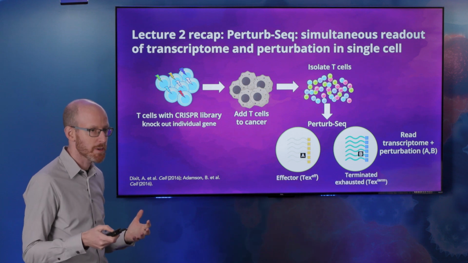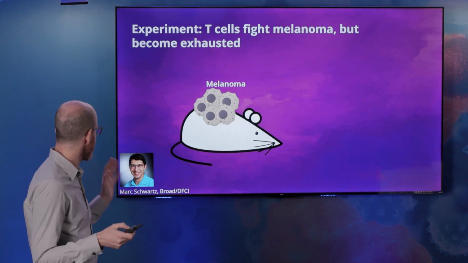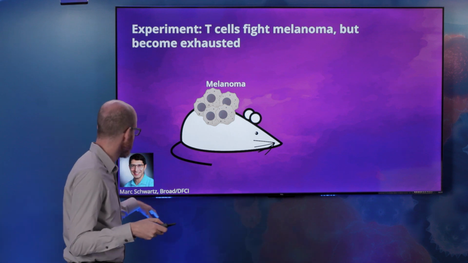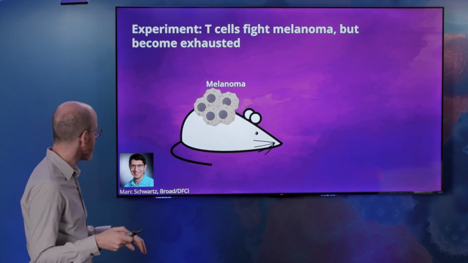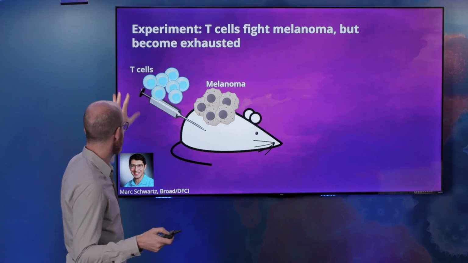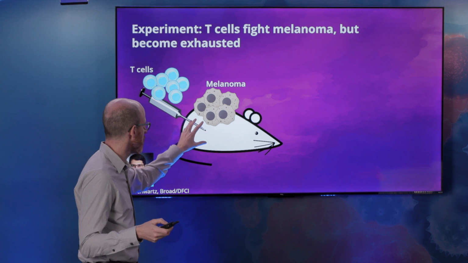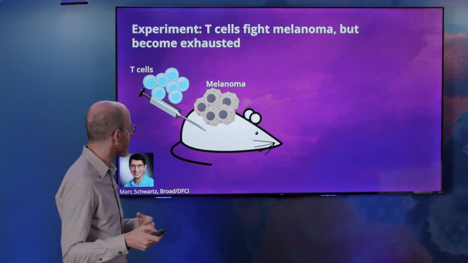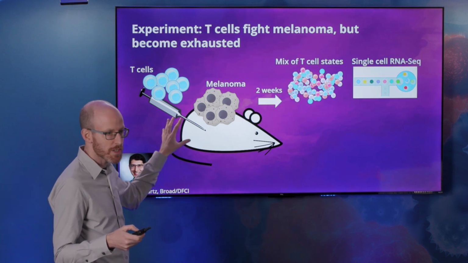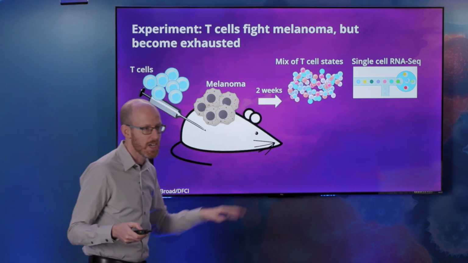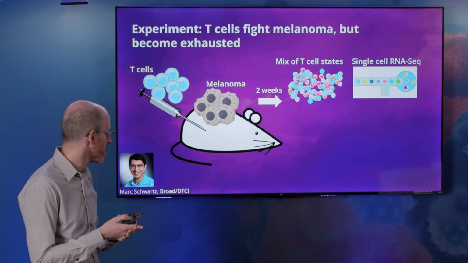Okay, so with those two recaps, the T cell exhaustion and how Perturb-seq works, we can now talk about the experiment that was performed by Mark Schwartz, who is a physician scientist and oncologist at the Broad Institute and Dana-Farber Cancer Institute. And so what experiment was performed was Mark took mice who had melanoma, and he gave them T cells. And these T cells will migrate into the tumor, into the melanoma, and they will fight the cancer. And 2 weeks later, Mark took out the tumor and isolated the T cells and performed single-cell RNA sequencing, which we saw in the second lecture.